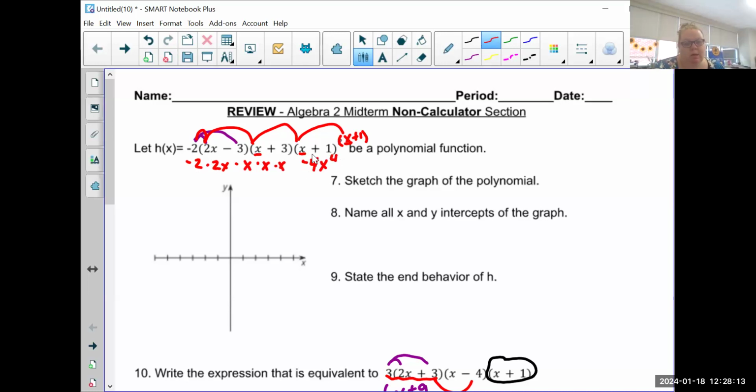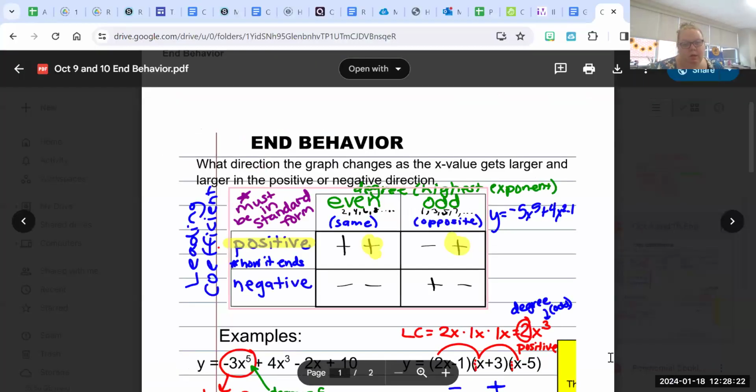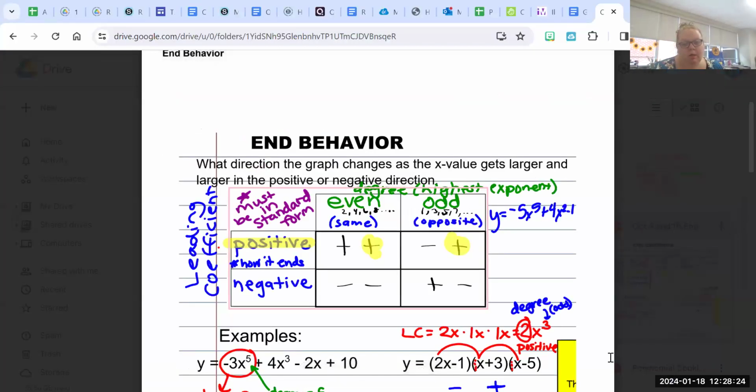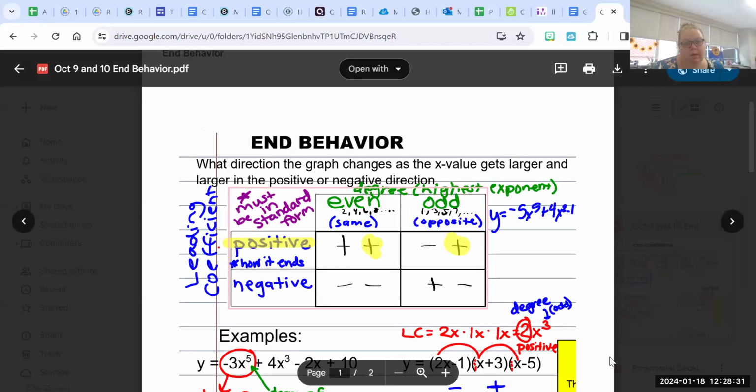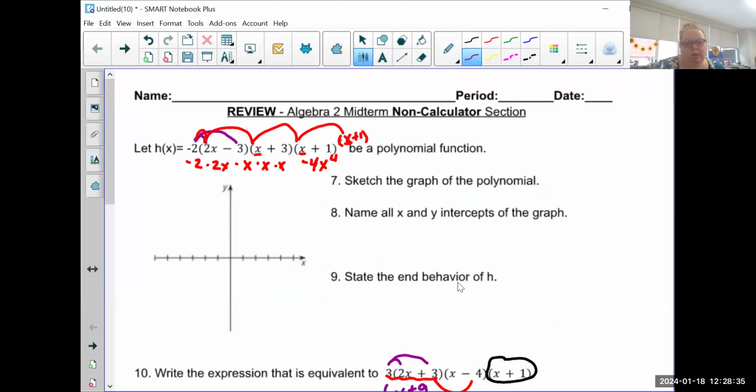So that tells me my leading coefficient is negative and my degree is 4. When I go back to my chart, my leading coefficient is negative, which is here, and my degree is 4, which is even. So it's going to be a negative, negative ending. So we can go back here, and that tells me my end behavior, which is number 9, is negative, negative.